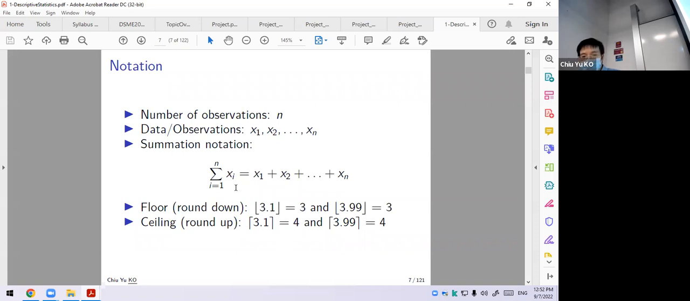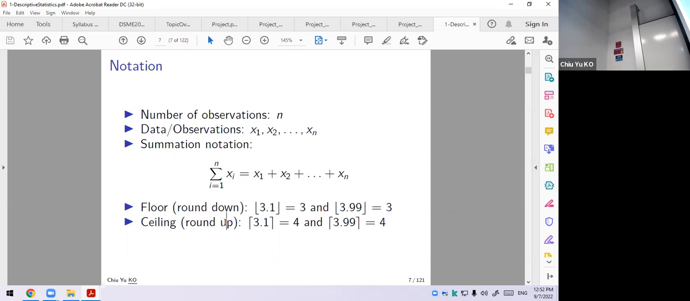And there will be 2 rather tricky notations here. They're called the floor and ceiling functions, or what we call round down and round up. If we take 3.1 for round down, it's just the integer. And for the ceiling, we'll take the integer part, and if the decimal part is non-zero, you just add 1 to round up. So 3.0 is still 3, but 3.01 will be 4.